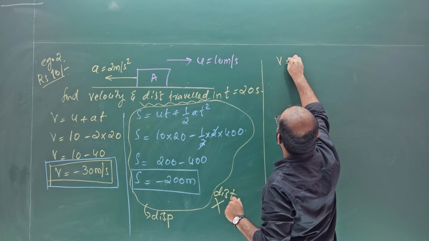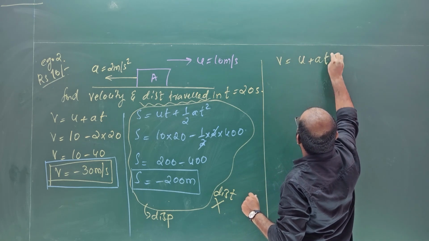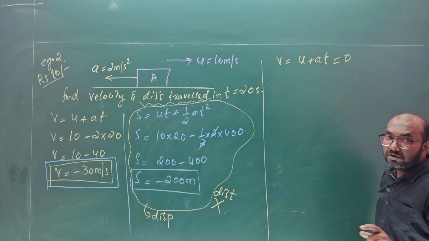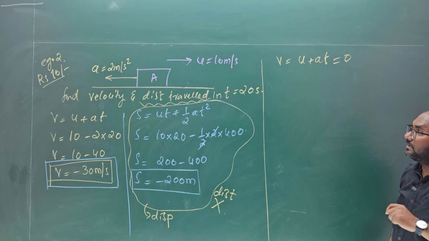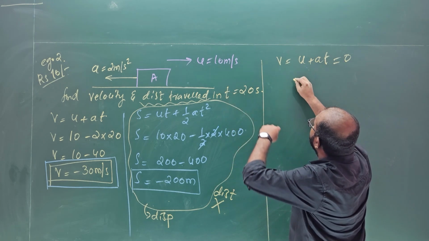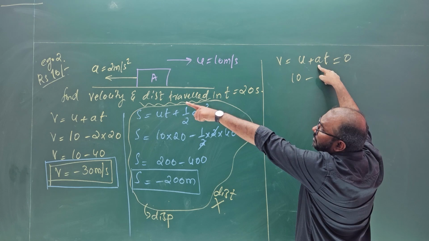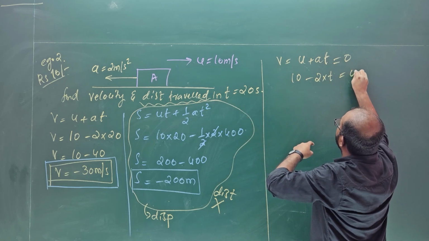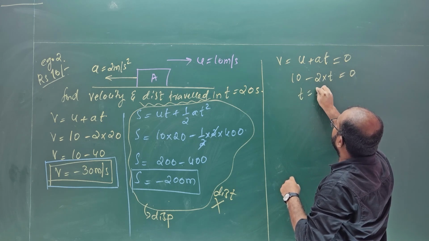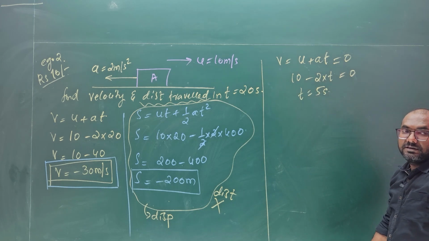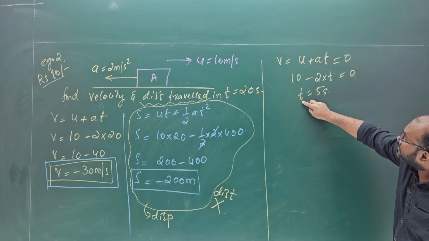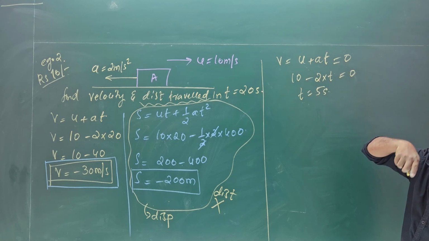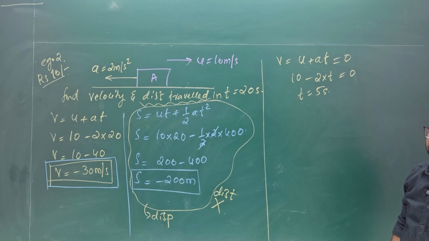So how to find that? v is equal to u plus at. Velocity should be equal to 0. Checking whether velocity is getting 0 or not, first thing. So u, initial velocity, is 10, acceleration is in the opposite direction, that's the reason for the minus. So 2 into time, we don't know, 2t, which is equal to 0. So t is equal to 5 seconds. At t equal to 5 seconds, the body is retracing back to its original path.